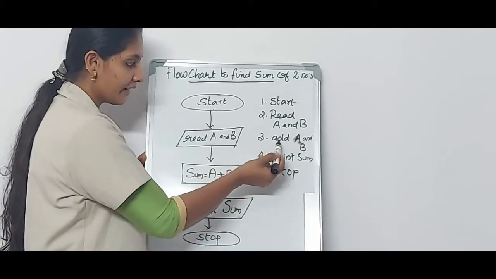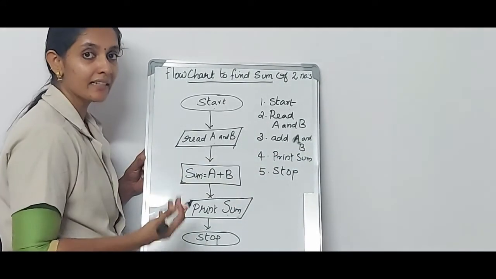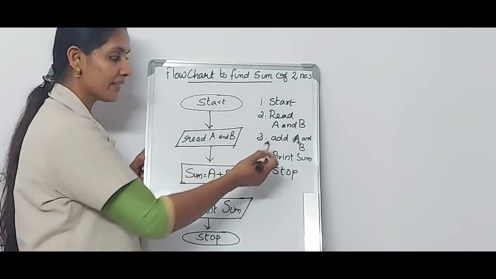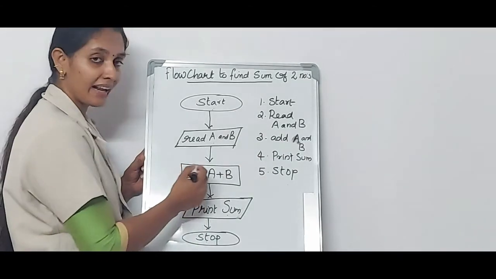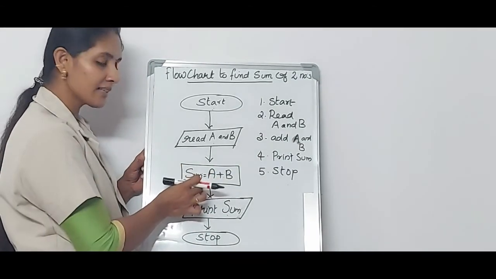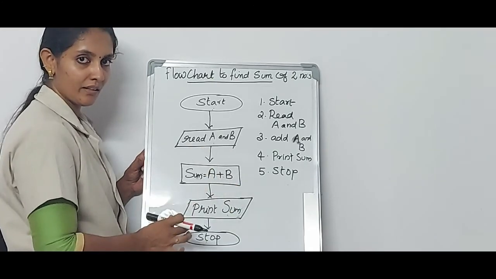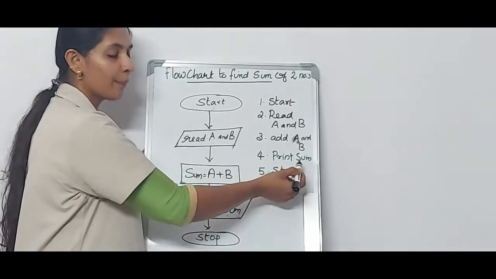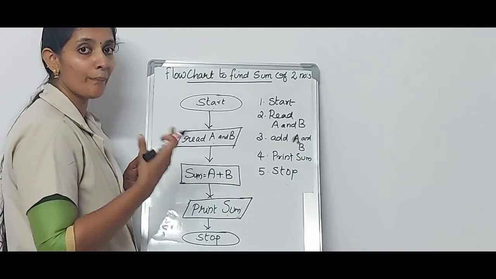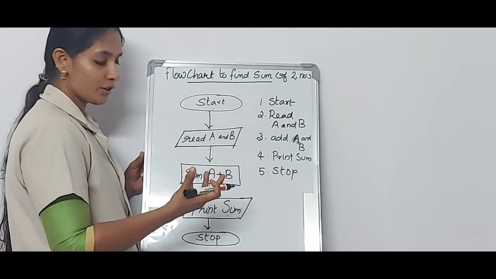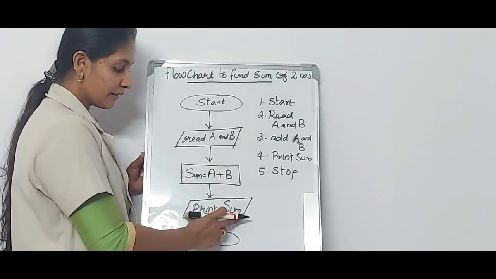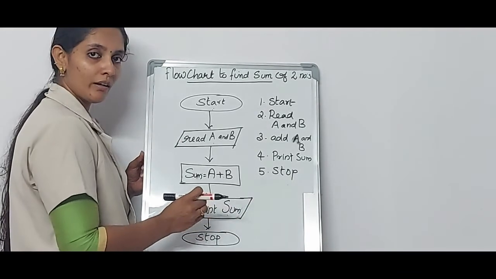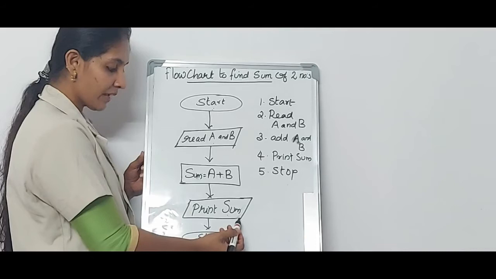Then third one is add A and B. It is a process. That is, it is a calculation. So we can represent this calculation or process using rectangle. So you have to write sum is equal to A plus B. So the result will be in sum. Then fourth step is print sum. So we are going to print the sum. So the output. Print means output. Output also we can represent using a parallelogram.